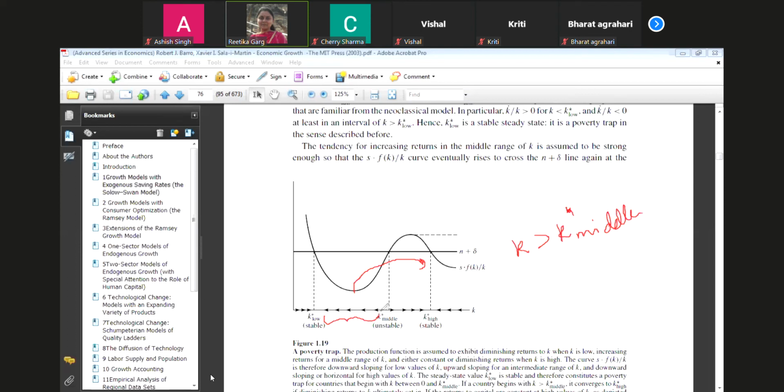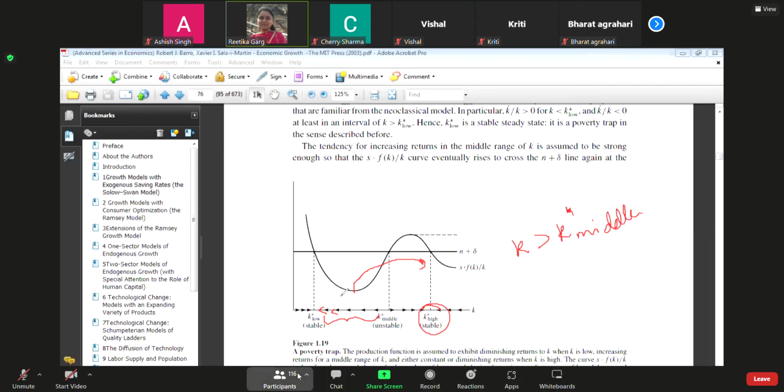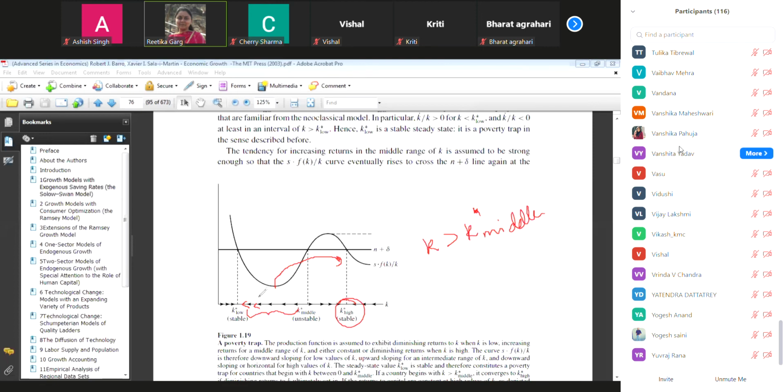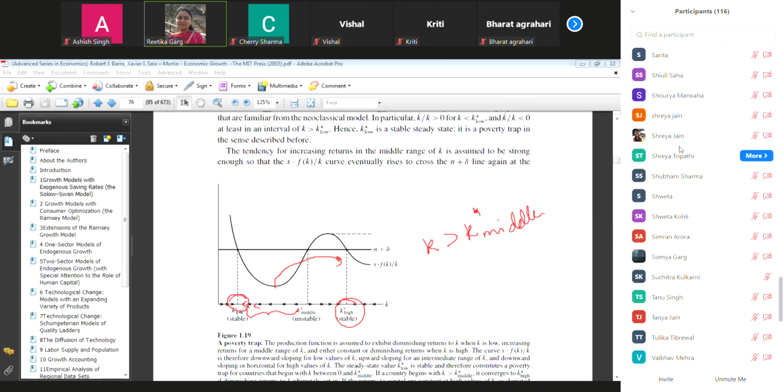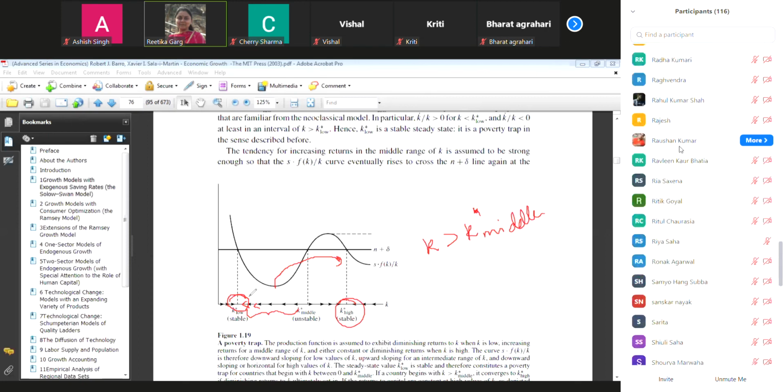Till the point their capital labor ratios are below that, even if they are increasing their accumulation of capital labor ratios, it is all in vain; they will still not be able to reach a higher level. So it's very difficult for a country which is in this range between K star low and K star middle to reach K star high. The system is taking them towards K star low, and because the system is taking them towards K star low, the forces are against them. So this set of countries are always forced towards K star low, and they end up with what we call the poverty trap.